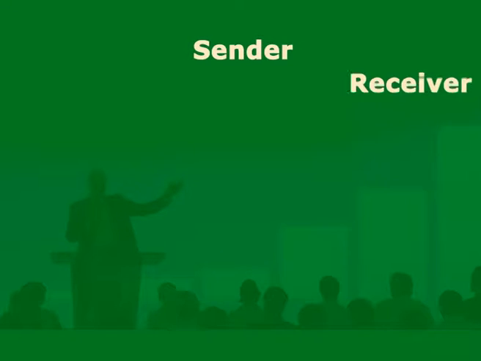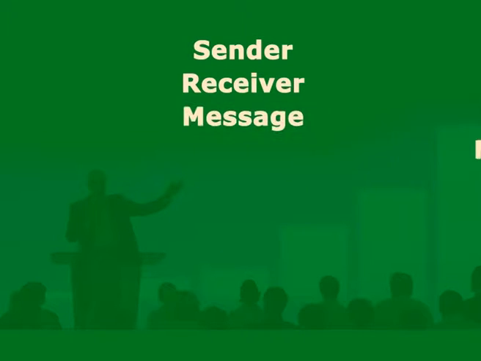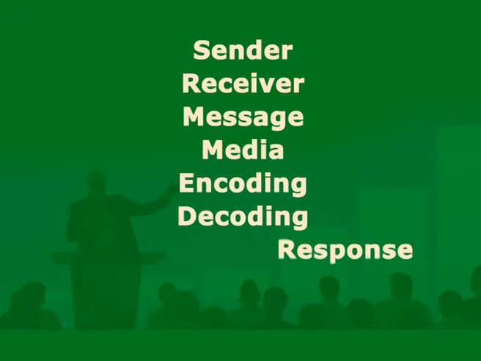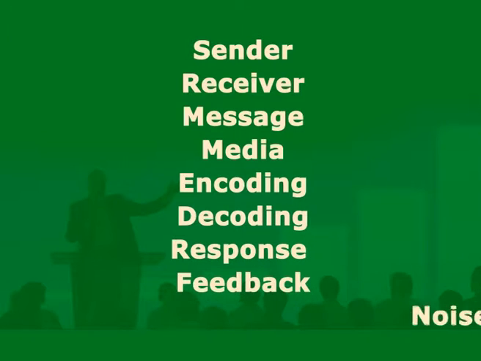Further, the marketer needs to understand how communication works. There are 9 steps which include sender, receiver, message, media, encoding, decoding, response, feedback. The last one is noise. To elaborate the elements, we can take up an example of a pizza delivery company.